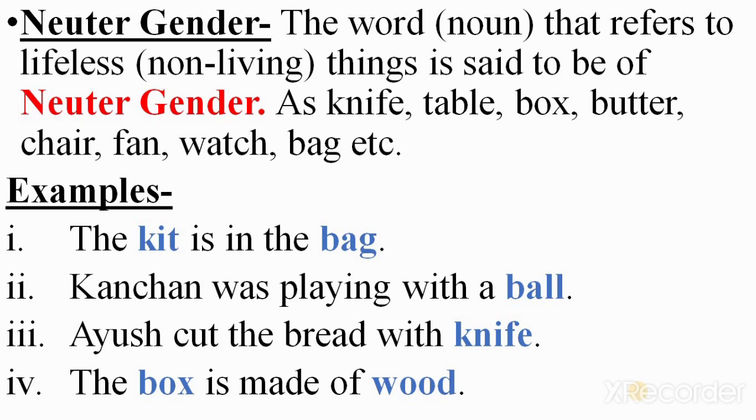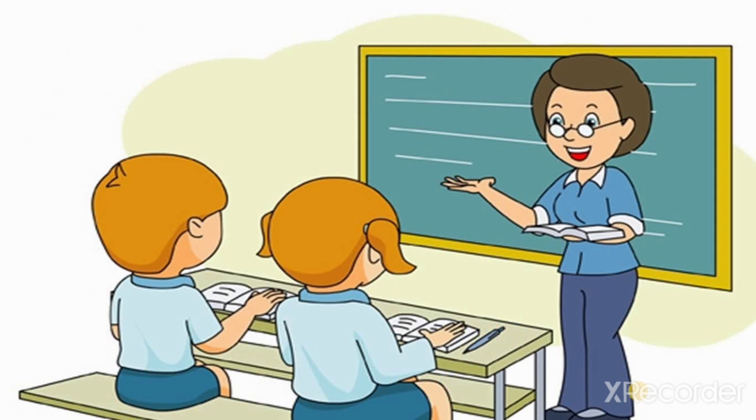For example, the kit is in the bag. Kanchan was playing with the ball. Ayush cut the bread with knife. The box is made of wood. In these sentences, the words kit, bag, bread, knife, doll and box, all nouns are lifeless objects. So these words are said to be of neuter gender.